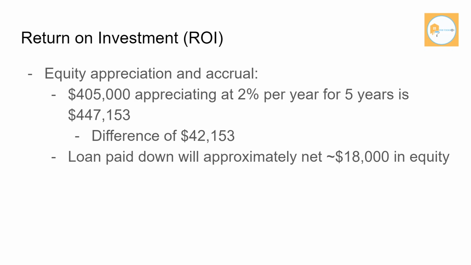All right, let's first look at equity appreciation and accrual and how that can be calculated. So initially, the property was at $405,000. If that was appreciating at 2% per year for 5 years, after 5 years, that's going to be this number, which is a difference of approximately $42,000. Also, during this 5 years, you will be paying down the loan, or your Airbnb guests will be paying down the loan, and that will approximately net you $18,000 in equity.